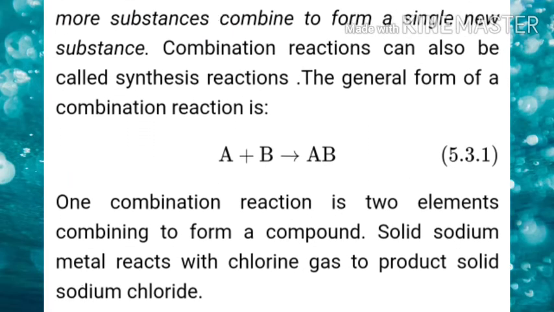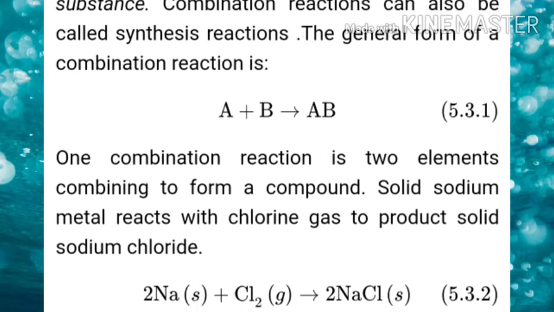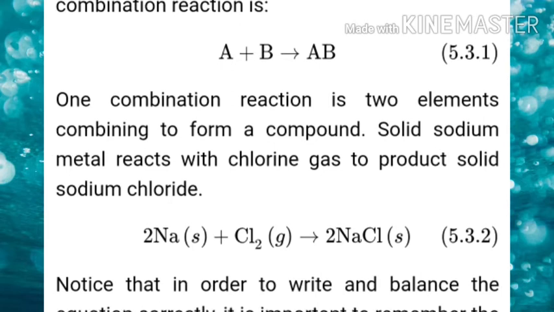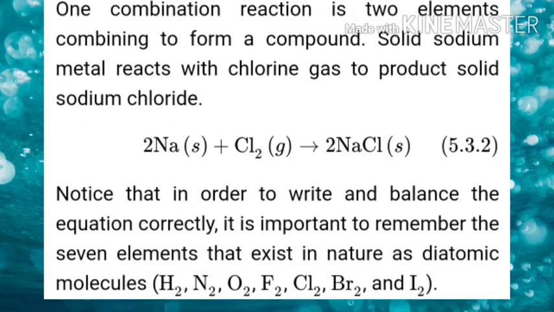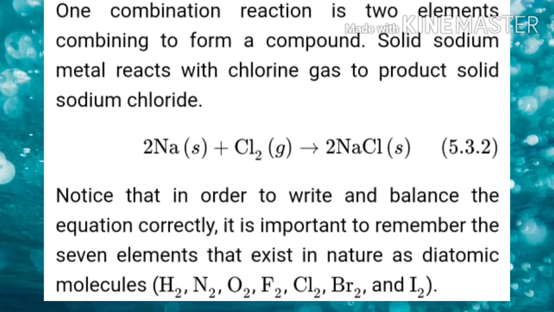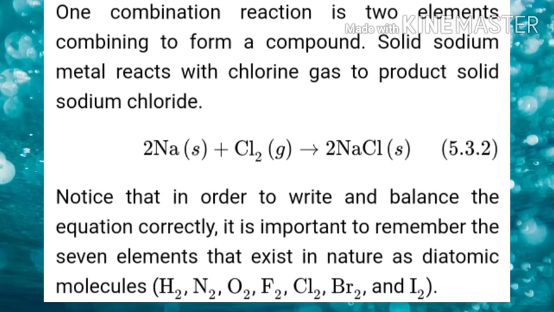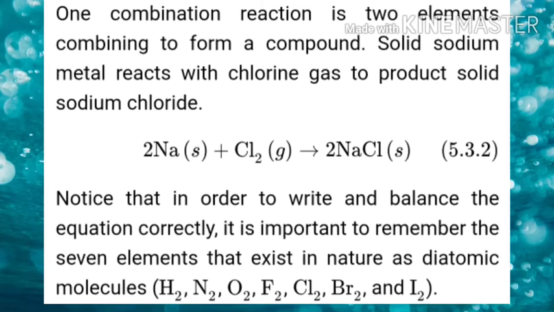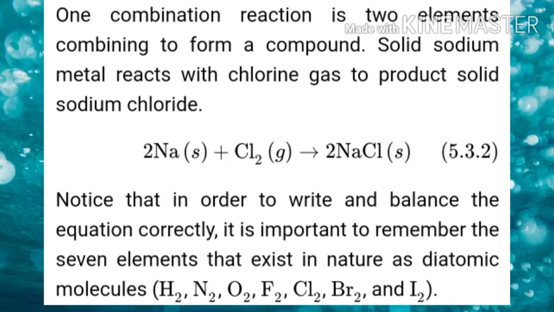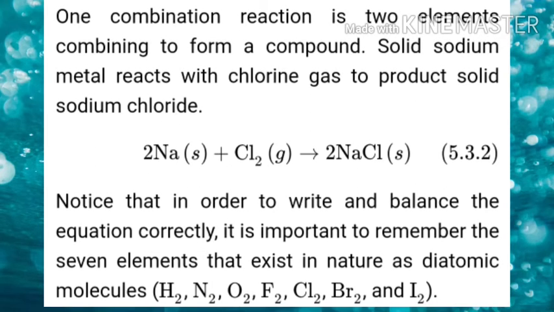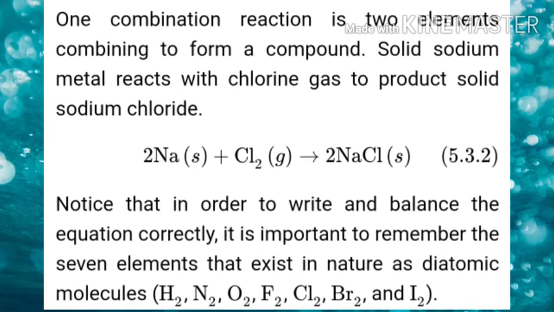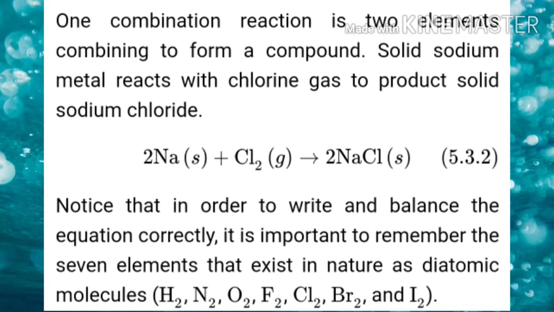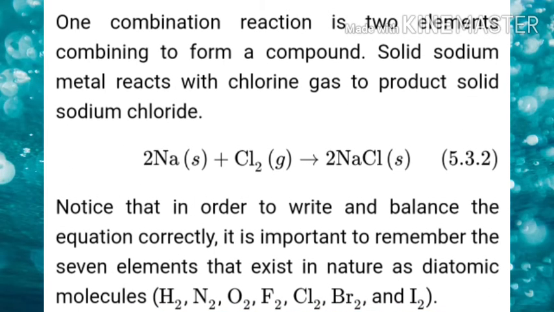The general formula of combination reaction is A plus B gives us AB. One combination reaction is two elements combining to form a compound. Solid sodium metal reacts with chlorine gas to produce solid sodium chloride. That is 2Na plus Cl2 gives 2NaCl as a solid. Notice that in order to write down the balanced equation correctly, it is important to remember the 7 elements that exist in nature as diatomic molecules, that is H2 hydrogen, N2 nitrogen, O2 oxygen, fluorine, chlorine, bromine and iodine. These are diatomic.